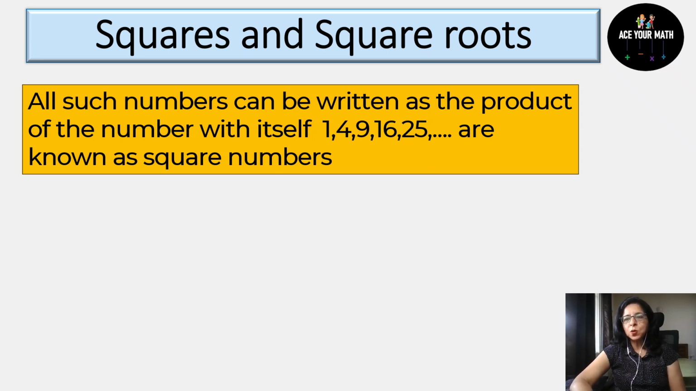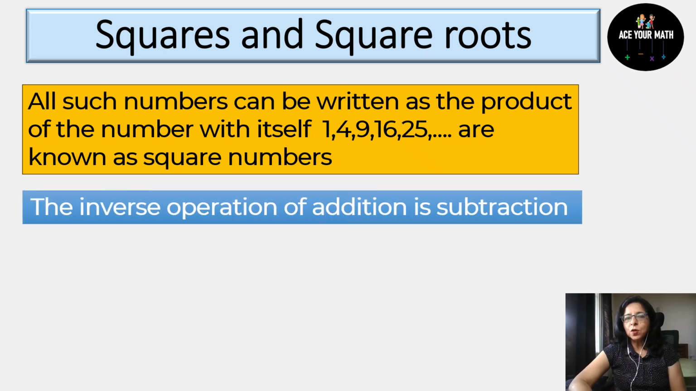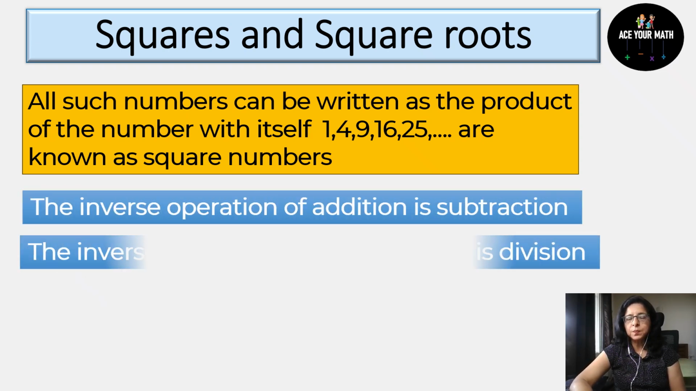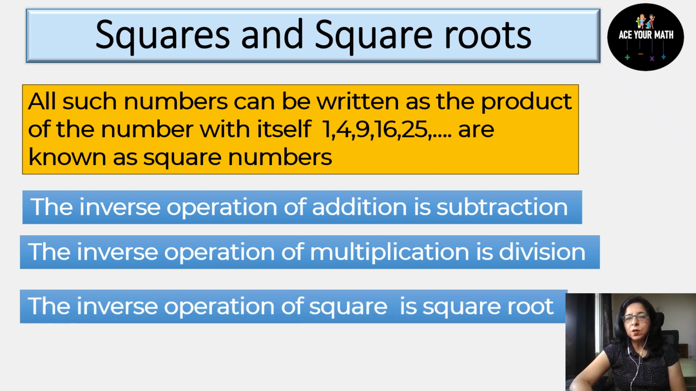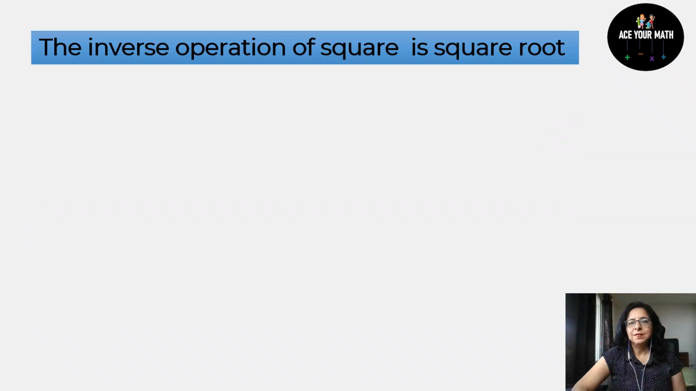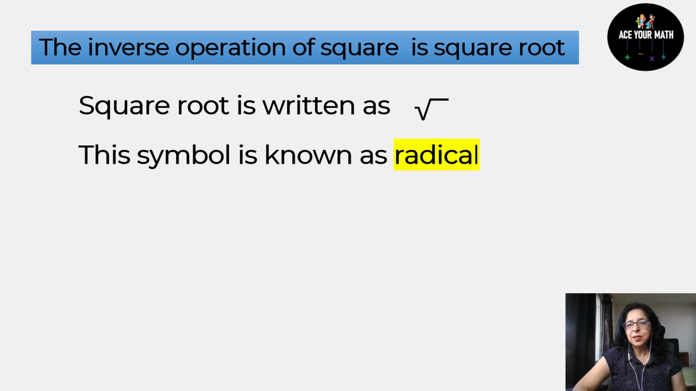Now we'll come to our topic, square roots. Till now, I think you are familiar that the inverse operation of addition is what? It is subtraction. The inverse operation of multiplication is division. So what is the inverse of square? It is square root. So now let's focus on square root. Square root is represented by a radical symbol as shown here.